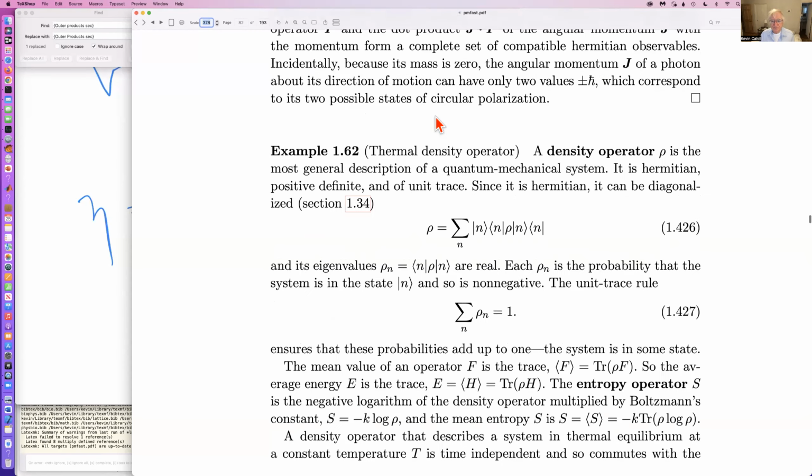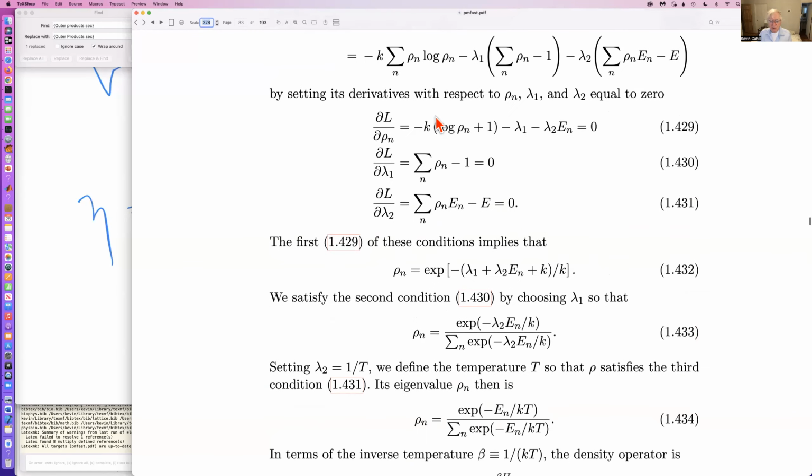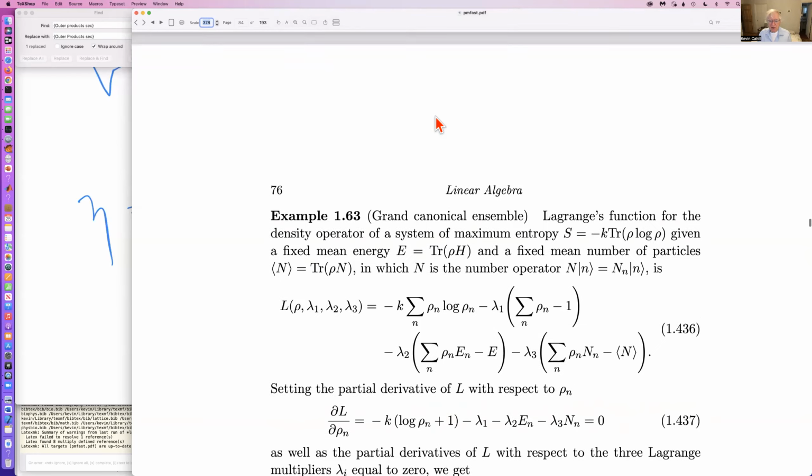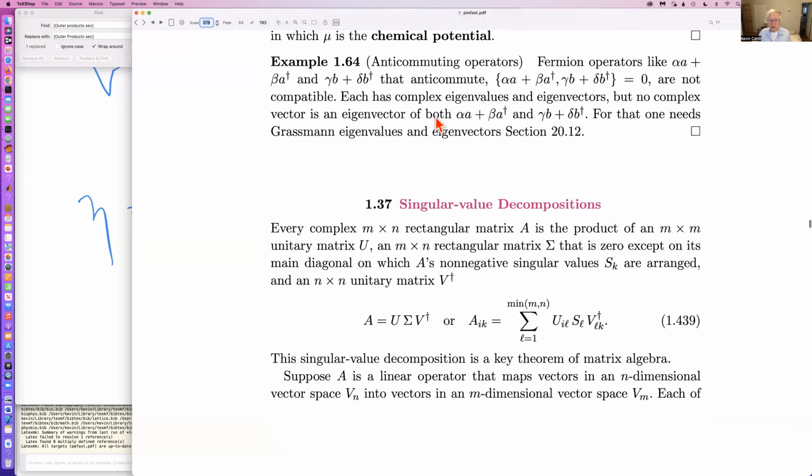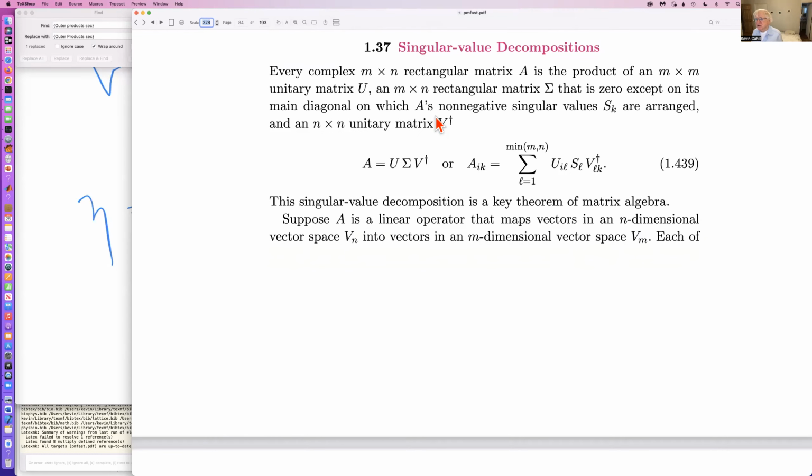Here are some more examples which you should know about, read. And now we get to something that is probably the main theorem of linear algebra. In fact, one could say that almost all of linear algebra is a consequence of the singular value decomposition.